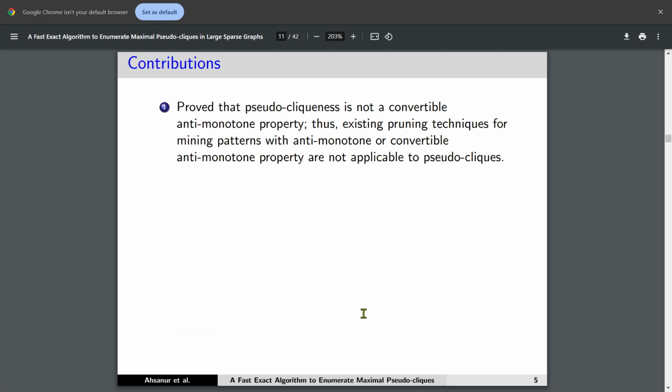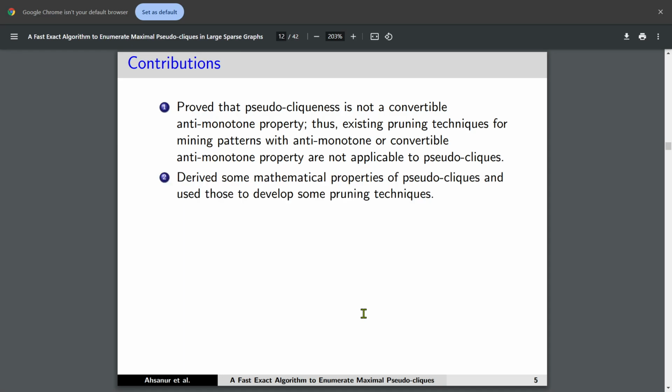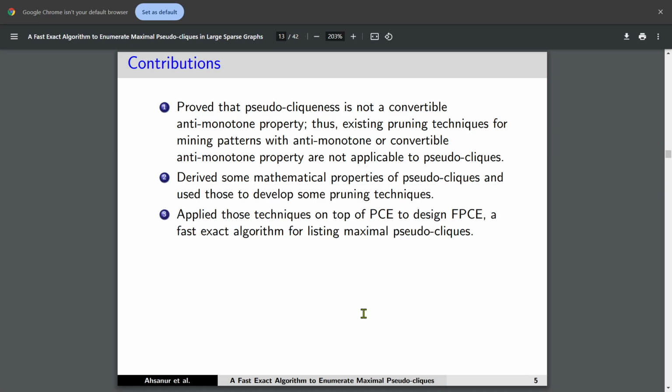We made several contributions here. We proved that pseudo-cliqueness is not a convertible anti-monotone property. Thus, existing pruning techniques for mining patterns with anti-monotone or convertible anti-monotone properties are not applicable to pseudo-cliques. We derived some mathematical properties of pseudo-cliques and used those to develop some pruning techniques. We applied those pruning techniques on top of the PC algorithm to design a faster algorithm, which we call FPCE.